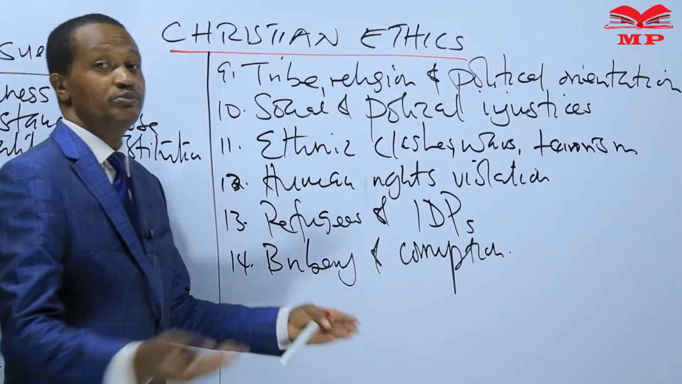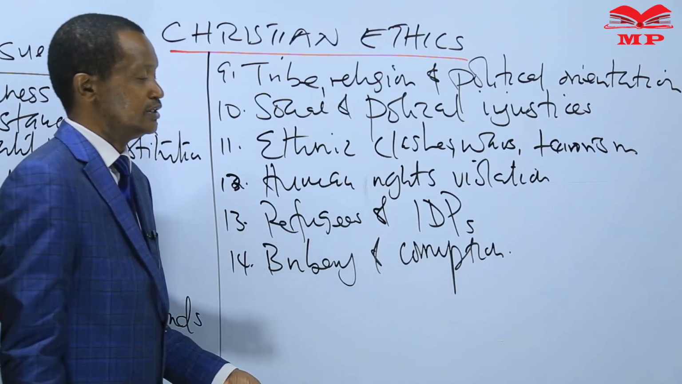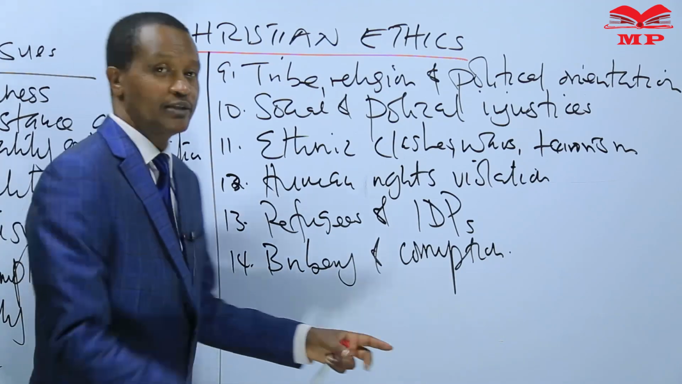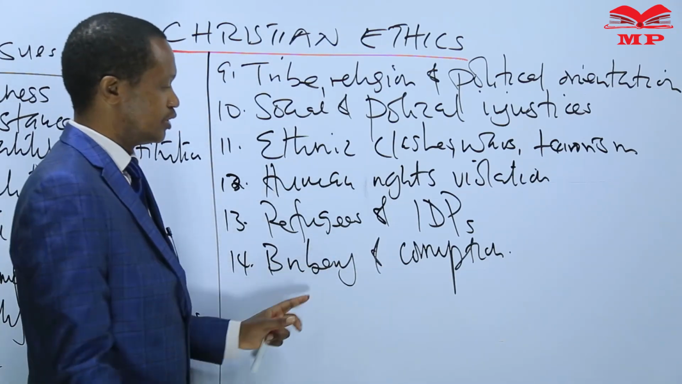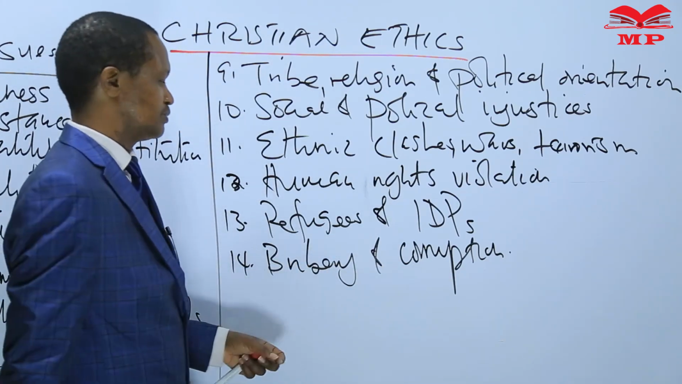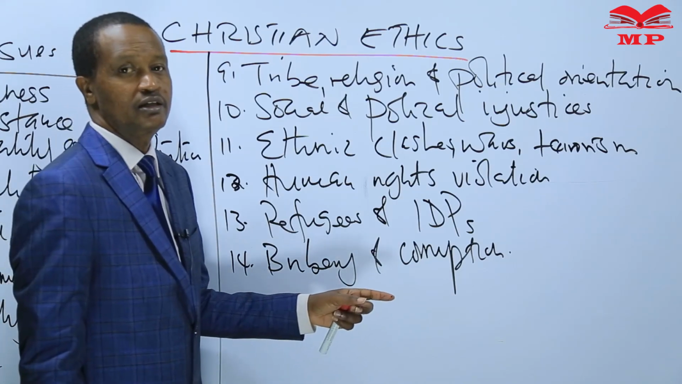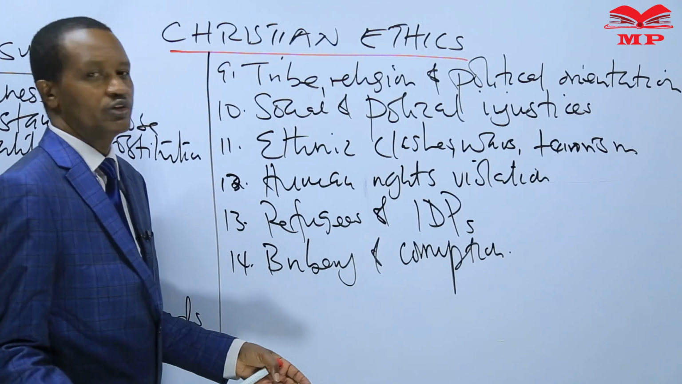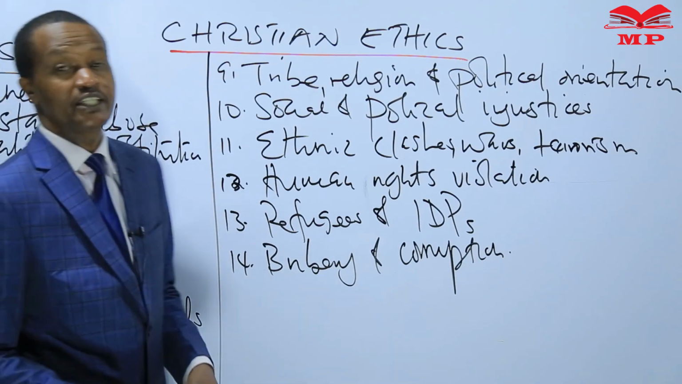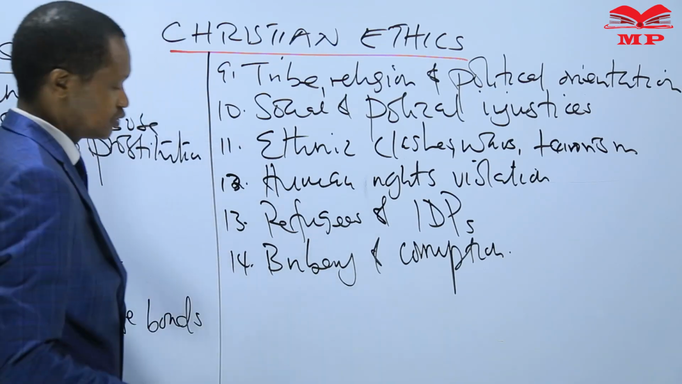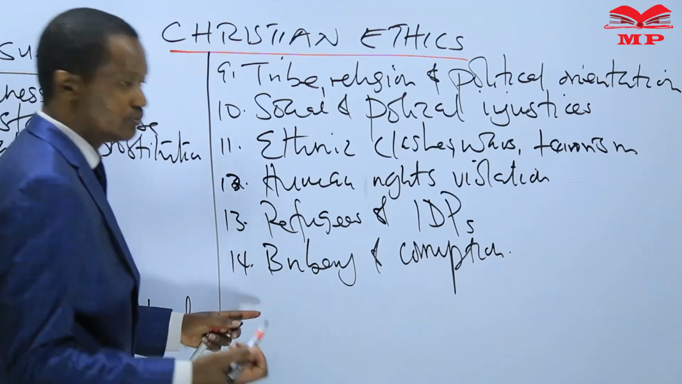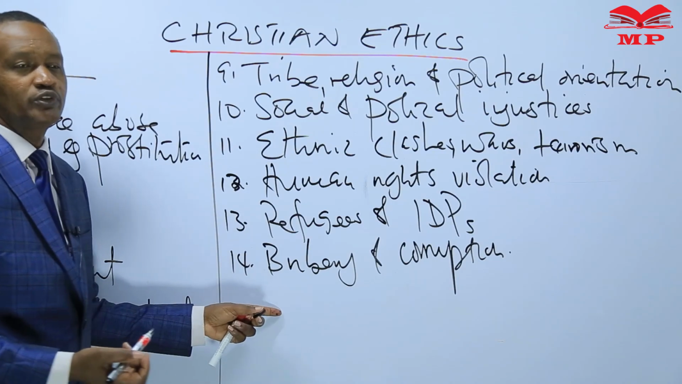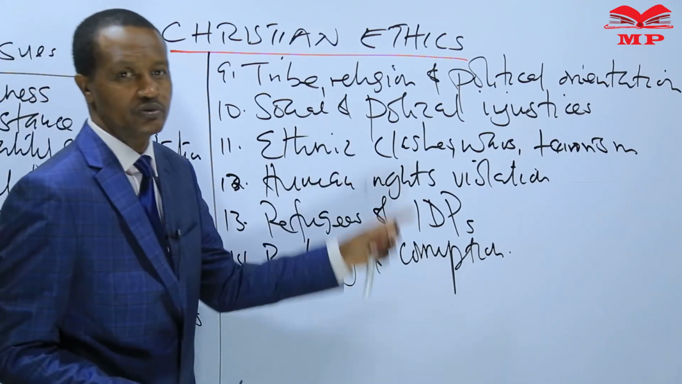We've had commissions being set up, like the EACC. Those are some of the measures that have been put in place. So we are faced with these problems: bribery, corruption, and issues also emerging from globalization and industrialization.